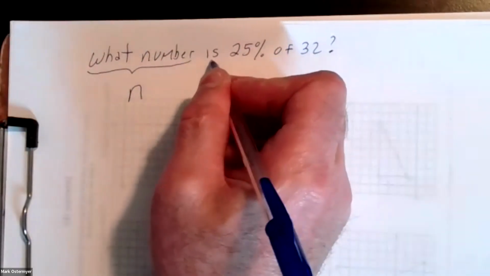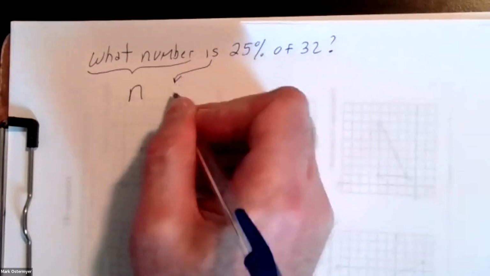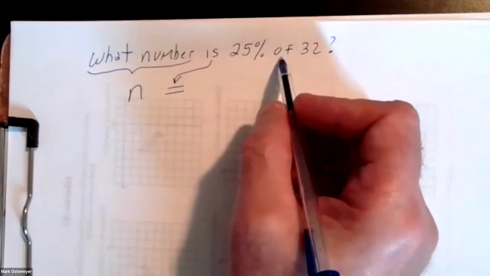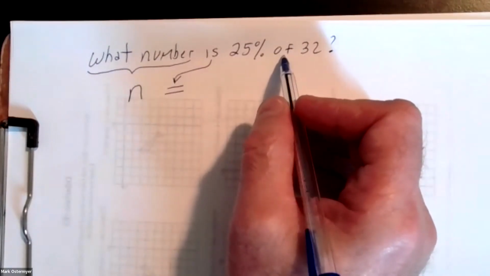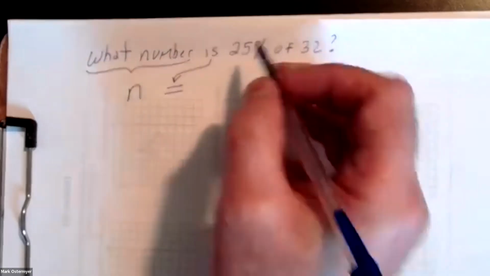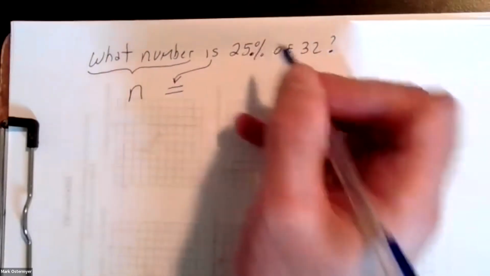Is means what symbol? The word is. Do you remember? Equal sign. Now, 25% of 32. Of means to do what? Of means to multiply. So to take 25% of 32, we change the percent first into a decimal.